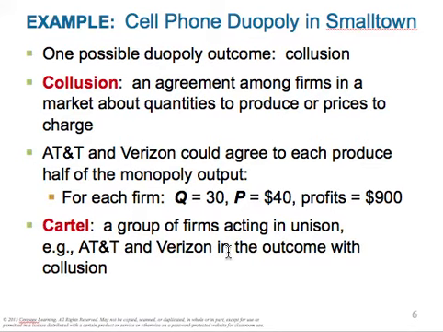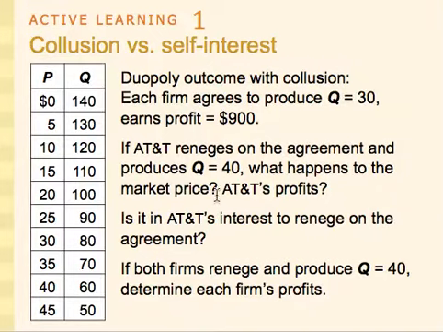Now, let's talk about a cartel: a group of firms acting in unison, for example, AT&T and Verizon. The outcome with collusion is also a cartel. In the first activity, this exercise will lead you to discover that each firm has an incentive to cheat on the agreement. They could collude, but this exercise is going to show us why they might cheat on each other, causing a breakdown in the profit-maximizing cartel outcome. Essentially, one firm sees an opportunity to take advantage of the other firm in the agreement, and it just falls apart.